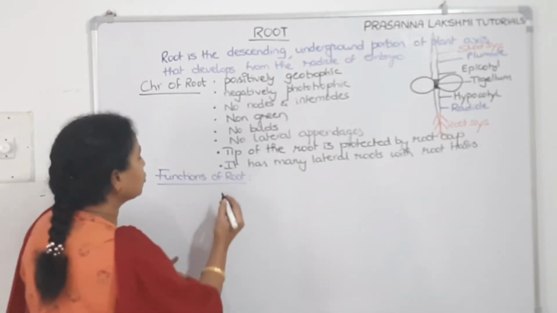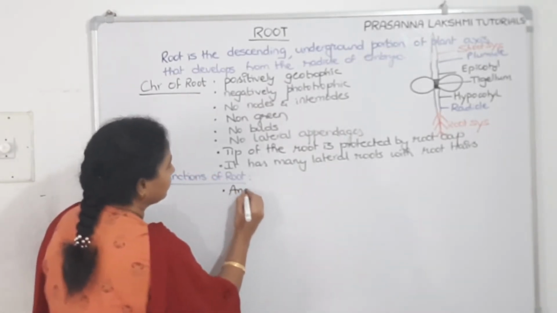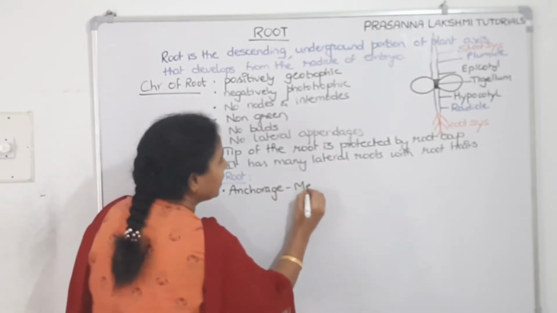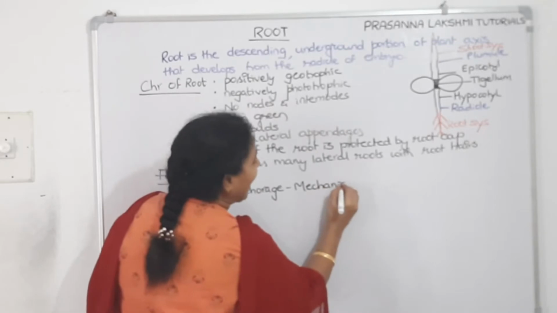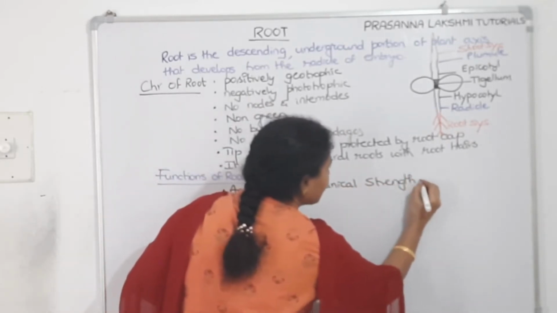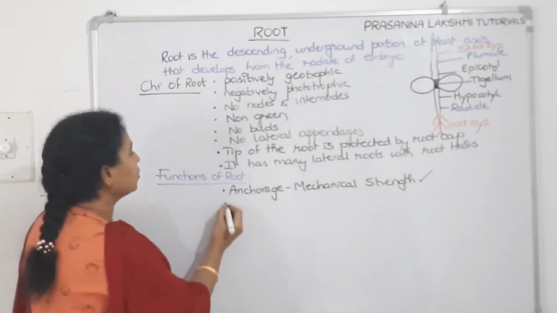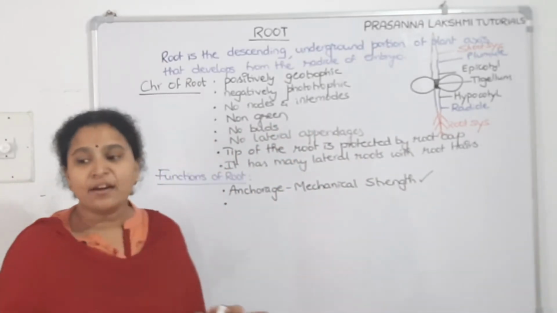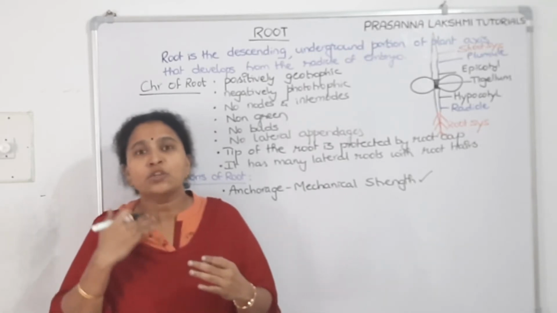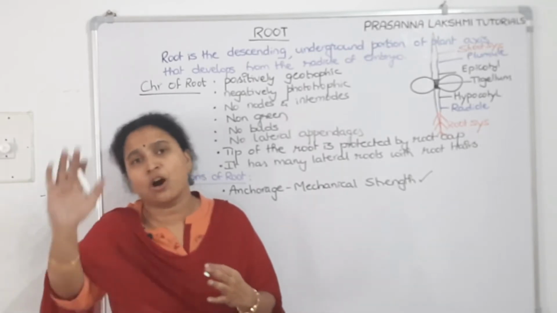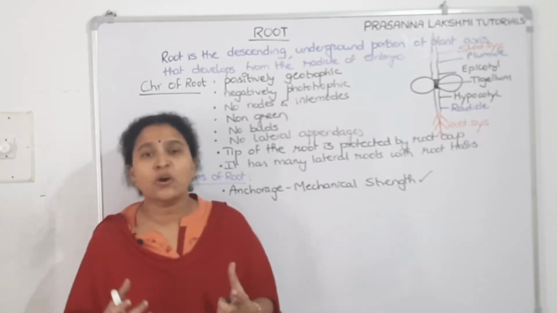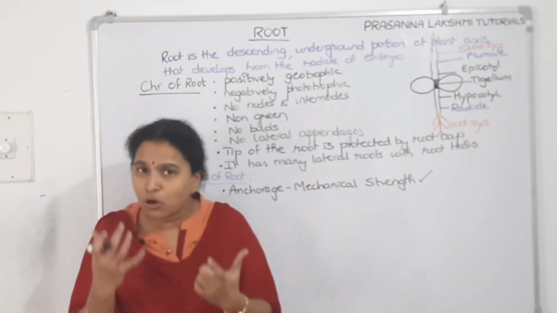So, the first function of the root is anchorage, means providing mechanical strength to the plant. This is a main function of the root. Because of the lateral roots and root hairs, it prevents the soil from eroding, from washing off. Means roots, because of their grip, are holding the soil, so it prevents soil erosion also.